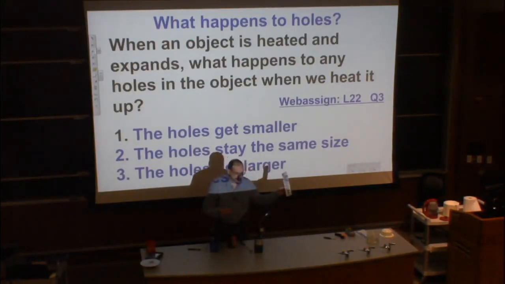I wouldn't use this to measure temperature, but I could use a thermocouple. It shrinks. No, it expands. See?